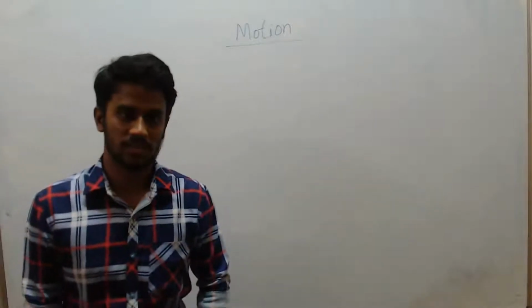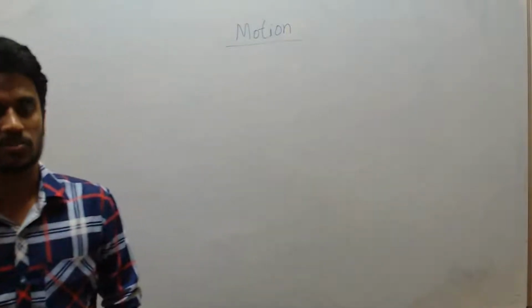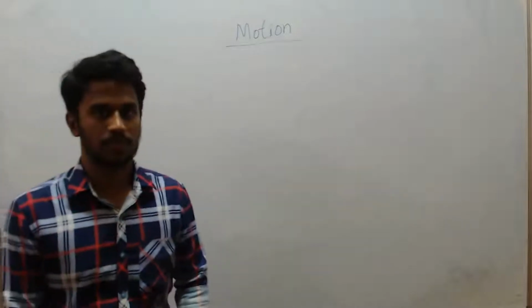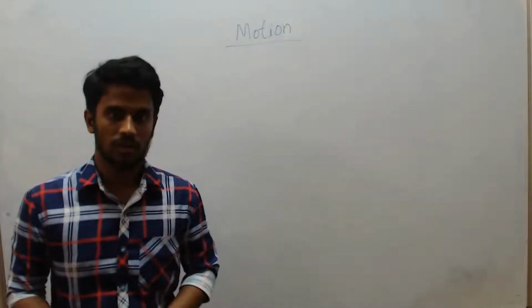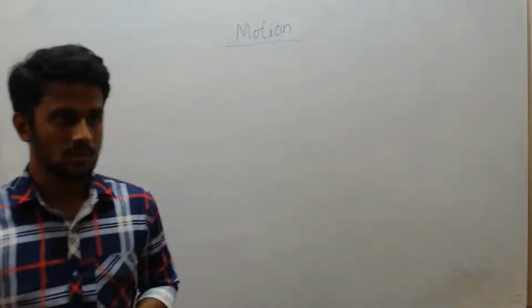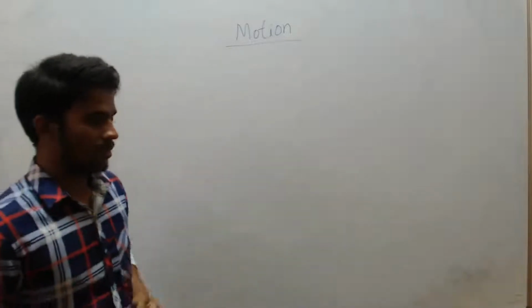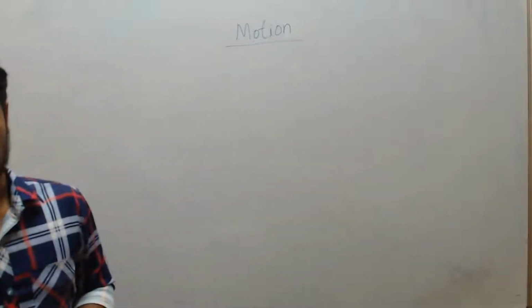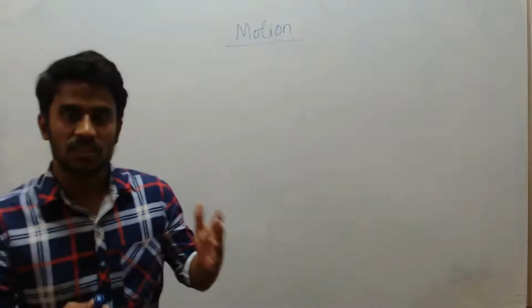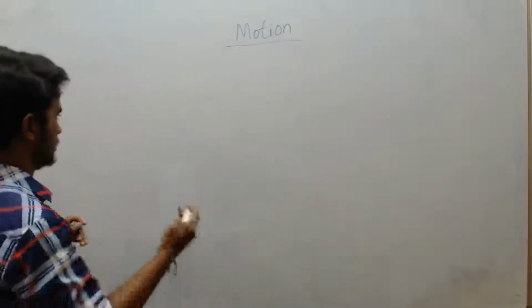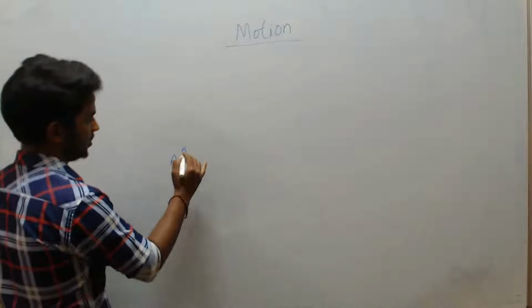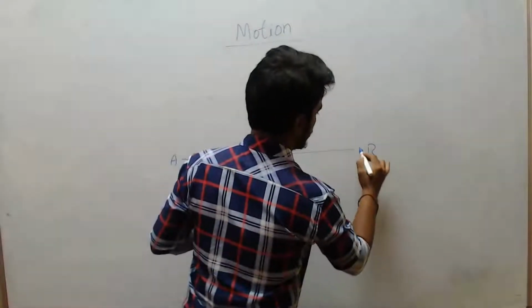Yesterday we had discussed distance, displacement, and speed. Today we should study what is average speed. While traveling from one place to another place, you can't maintain the same speed. For example, just imagine you are traveling from point A to point B.